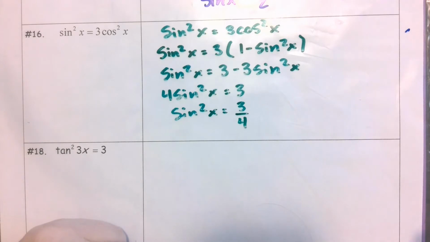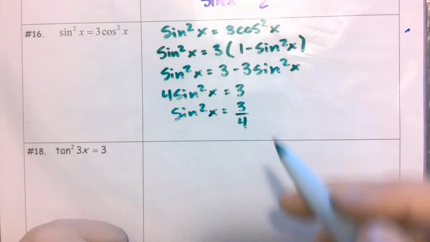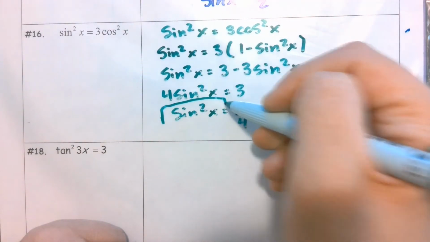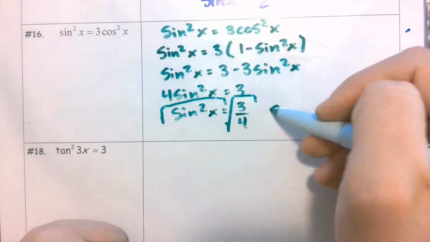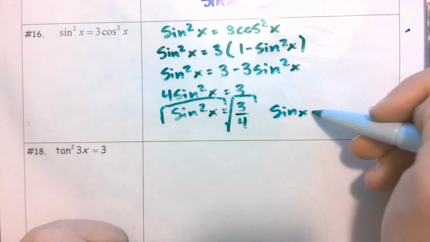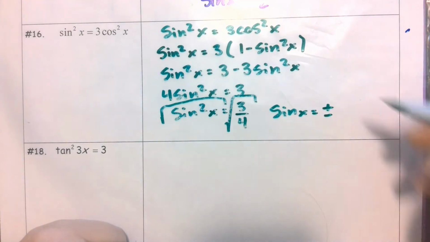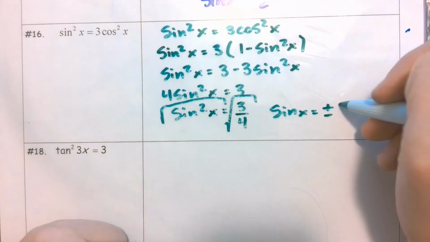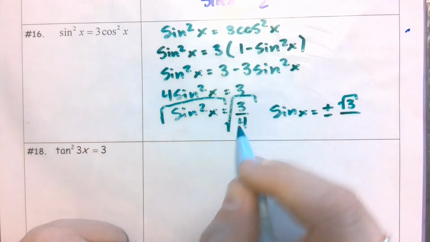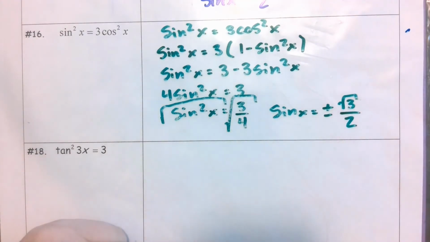Rules haven't changed here. If I'm trying to get sine by itself, that means I've got to square root both sides. And what happens when I square root both sides, when I choose to do it, I have to have that plus or minus. When I take the square root of this, I'm going to have the square root of 3, but then the square root of 4 is just 2. So I've got plus or minus the square root of 3 over 2.